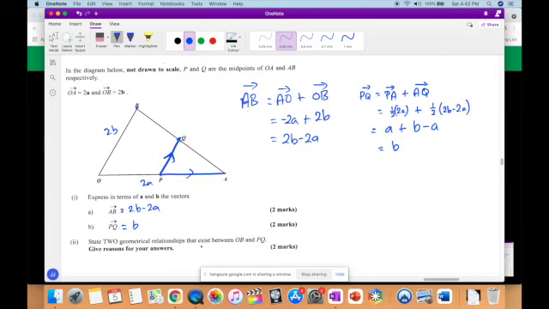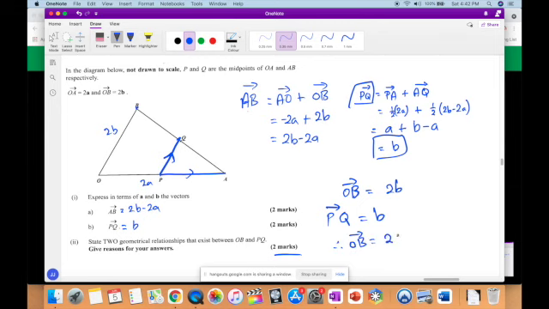Right? State two geometrical relationships that exist between OP and OQ. Well, I know that all you're going to ask about that parallel thing. Well, we see here OB, and this one is really easy, 2 marks. OB is really 2B, and we see here that PQ, which is what we just found, is just B. So therefore, OB is 2 multiplied by PQ.